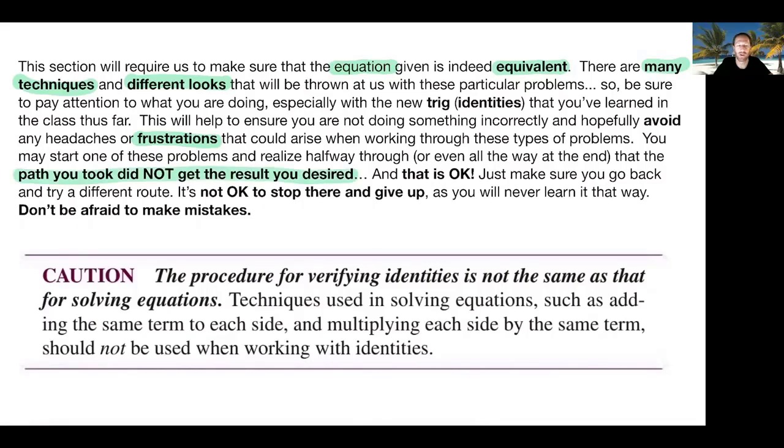Okay, so one more thing, as far as notes go, just make sure that if the path that you started out on didn't get you to a place that you thought you could finish, or the desired result that they told you it should be equivalent to, it's okay. All right, take a deep breath. Don't look at that as wasted time. That's how we learn. Okay, just make sure that you go back and try a different route. Don't do the same one, of course, right? Because that didn't get you to the result that you wanted.